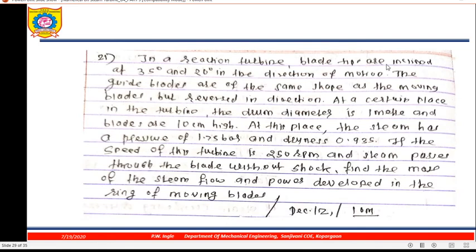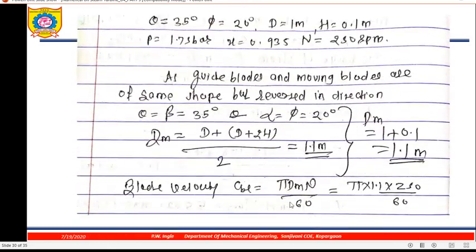In a reaction turbine, blade tips are inclined at 35 degree and 20 degree in the direction of motion. The guide blades are of the same shape as the moving blades but reverse in direction. At a particular place in the turbine, drum diameter is 1 meter and blades are 10 centimeter high. At this place, the steam has a pressure of 1.75 bar and dryness fraction is 0.935. If the speed of the turbine is 250 rpm and steam passes through the blade without shock, find the mass of the steam flow and power developed in the ring of moving blade. Okay. So we'll see how to solve this problem.